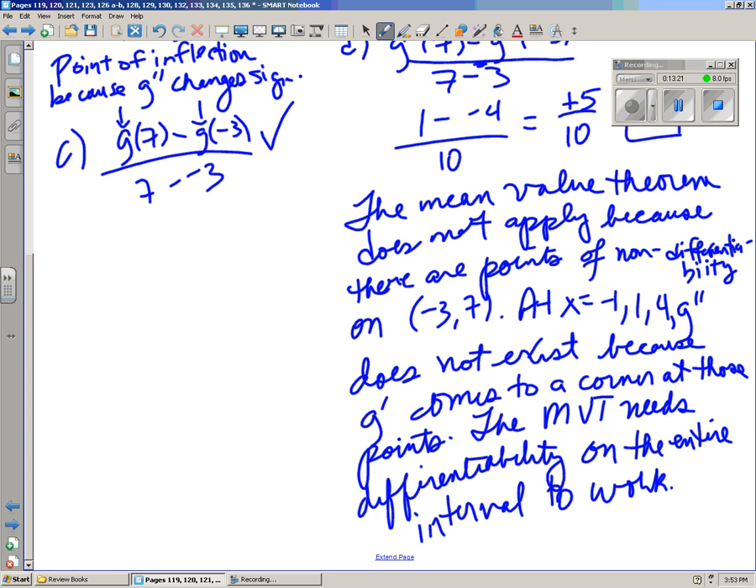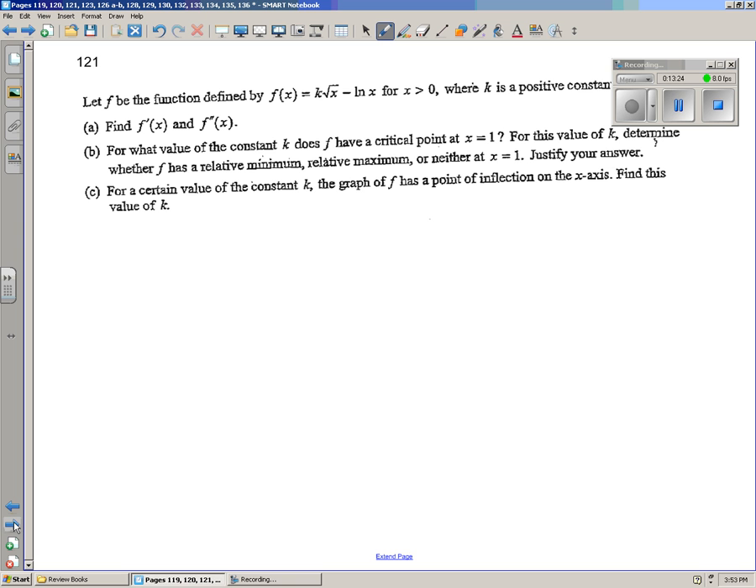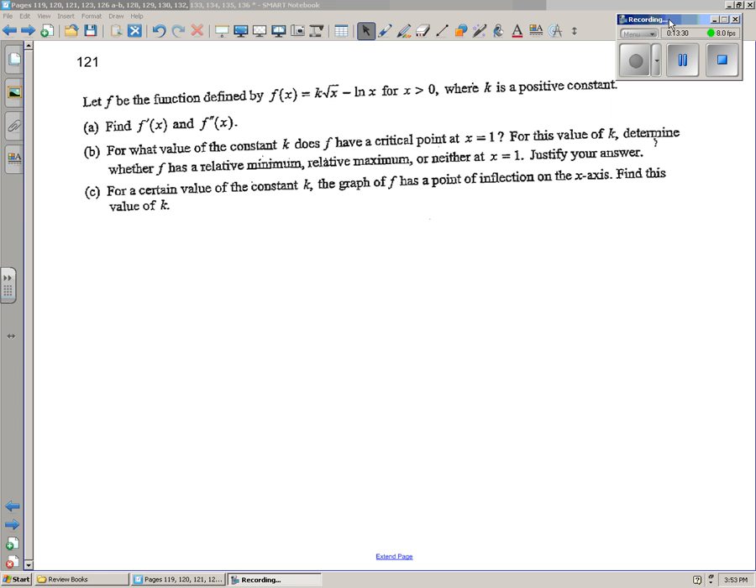All right, next question, 121. It says, let f be the function defined by f of x equals k square root of x minus ln of x for x greater than 0, where k is a positive constant. A, find f prime and f double prime. You got to be able to do this.